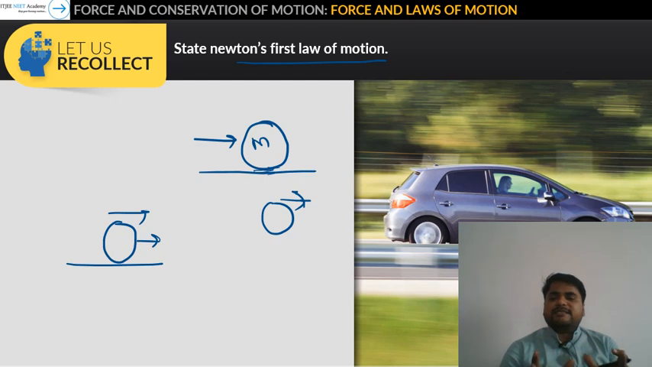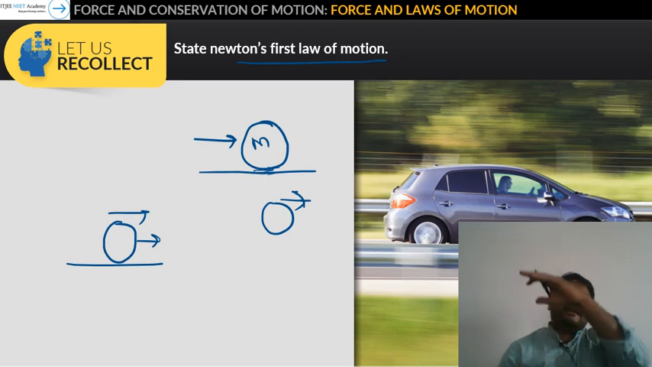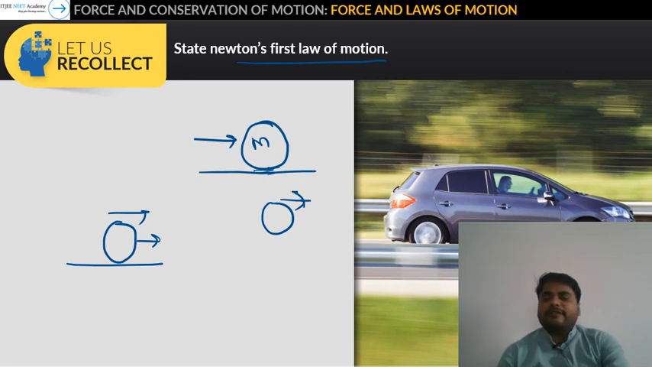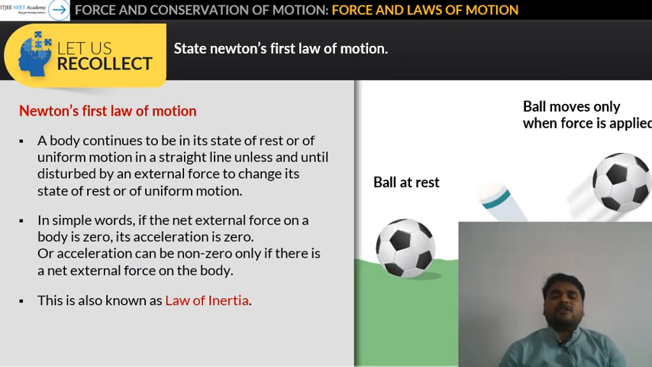So it means we can say that an object has a tendency to stay in its state unless and until any external force is applied on it. That is known as Newton's first law of motion. It means Newton's first law of motion is a tendency of an object to be in the same state.